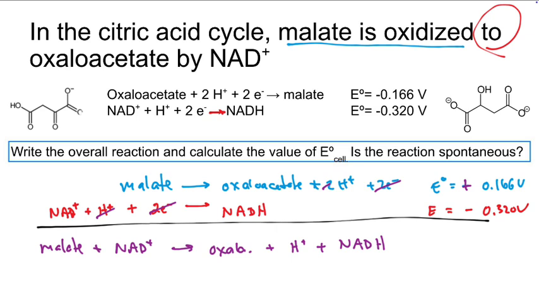All right, and then what's my cell potential? I just have to add up those values. 0.166 minus 0.320 gets me negative 0.154 volts. Okay? Does that make sense?